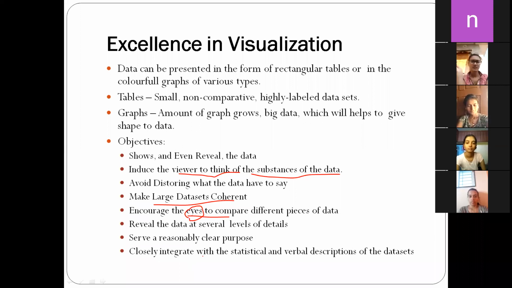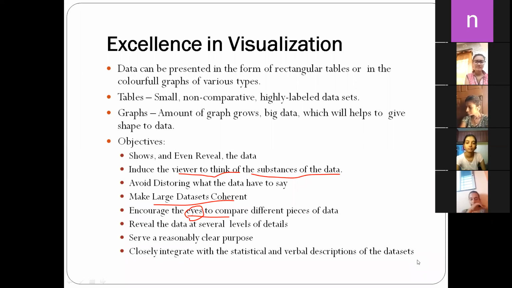Closely integrate with the statistical and verbal description of the data set. You have to tell the correct information about the statistics and the description of the data. Whatever visualization you create should give correct statistics, and also it should give a verbal description about the data.